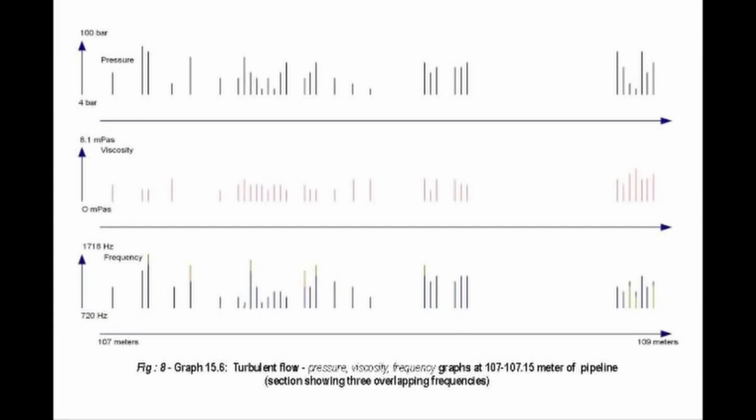Plot variations in pressure, viscosity, frequency with respect to turbulent flow. You can see the variations, how intense the frequency changes. You can see the frequency changing on the light green levels as viscosity increases and decreases, and the pressure increases and decreases.